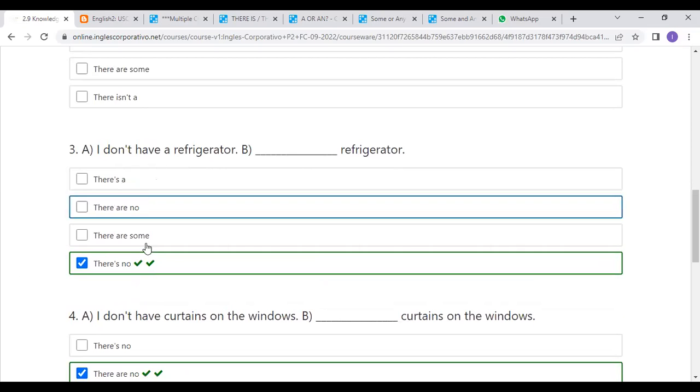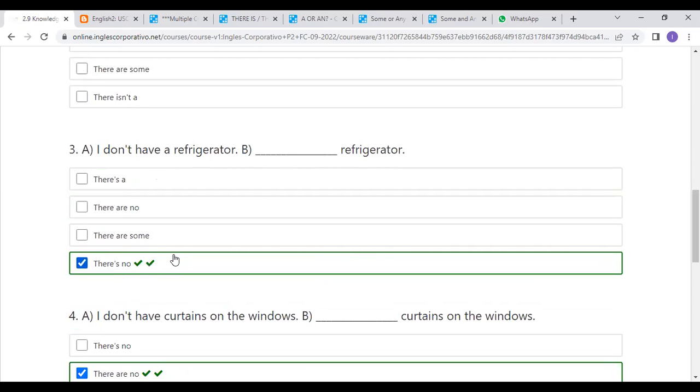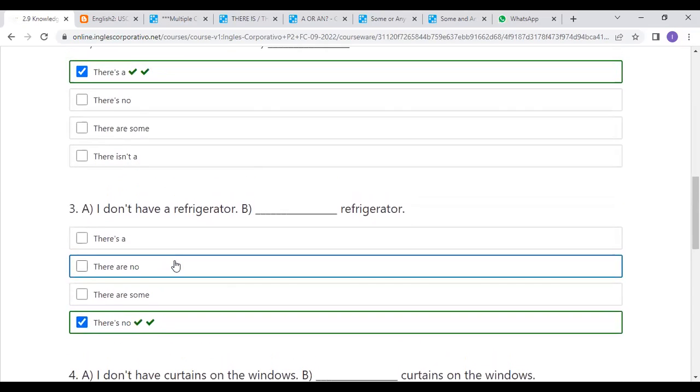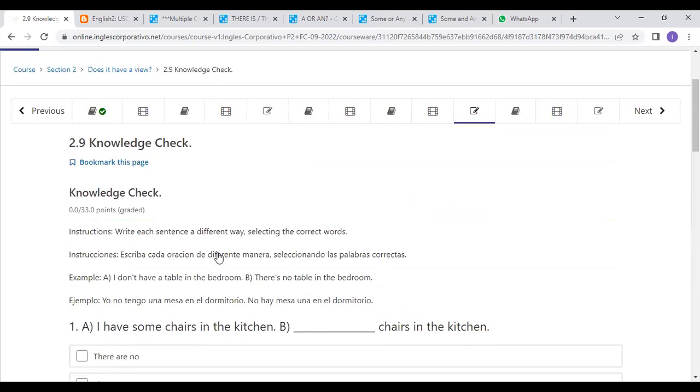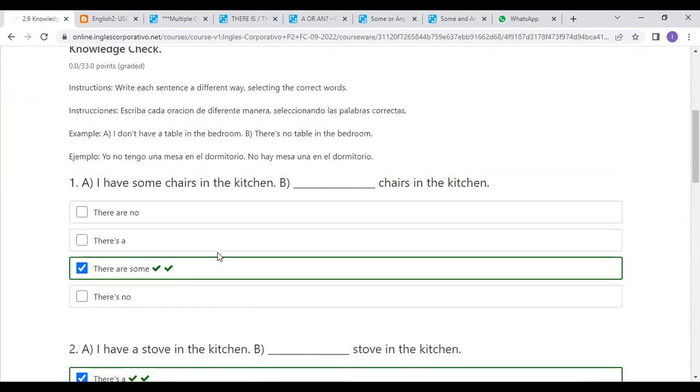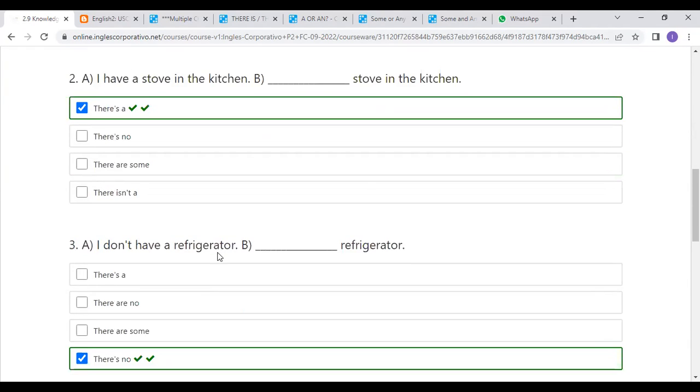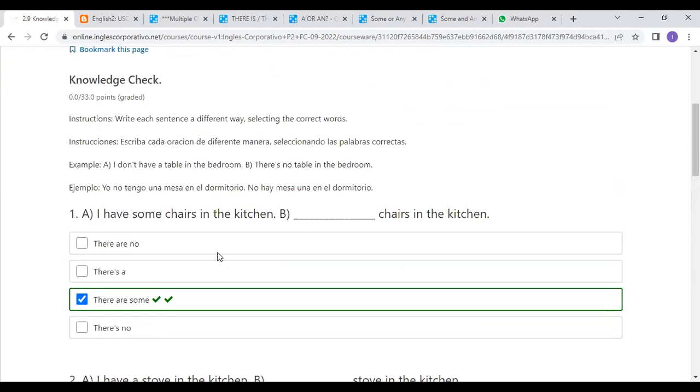Now we have this one. There's no. Okay. Perfect. Also, let's see. I have stuff in the kitchen. Okay, very cool. Okay, guys. So I guess you know about this one, right? Creo que ahora ven más fácil el ejercicio, right? El siguiente. El siguiente.